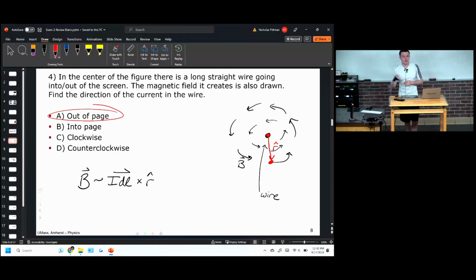Let's see what happens if you guessed wrong and you guessed into the page first. In that case, I is into the page, and let's check what B field it creates at that point down there. R goes down, so the B field that that current direction would create would be left at that dot, which is not what I want. Okay, so you know that your guess was the wrong direction, and you should flip your guess to get the correct answer.